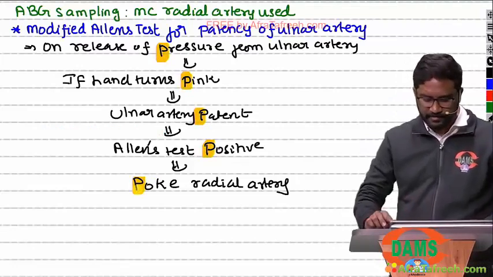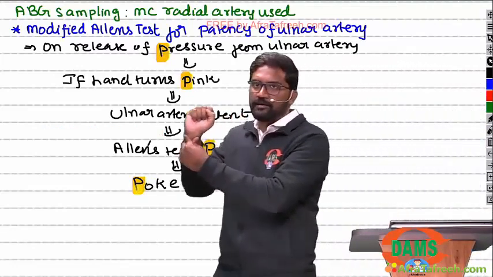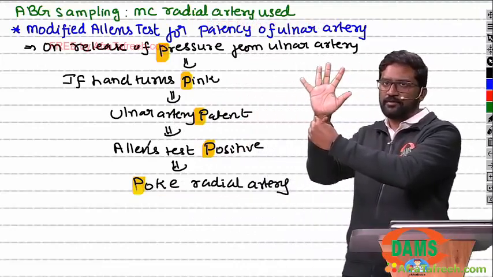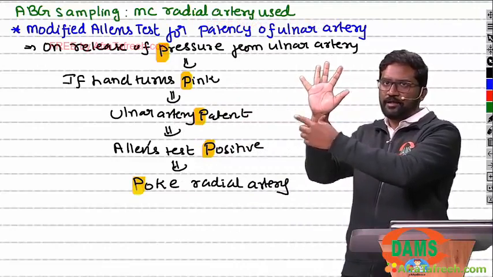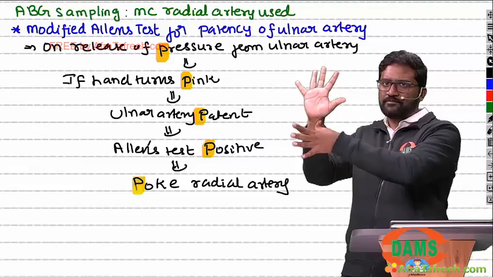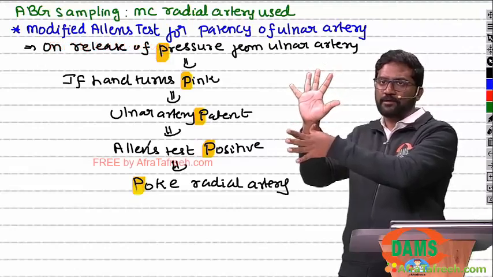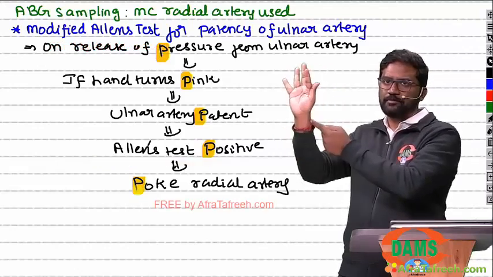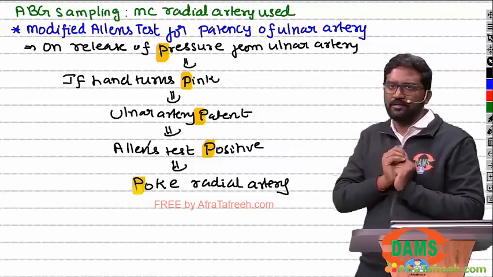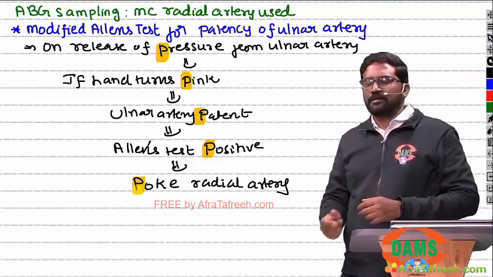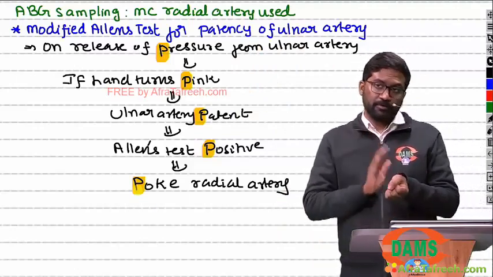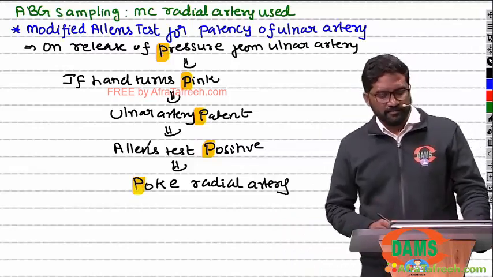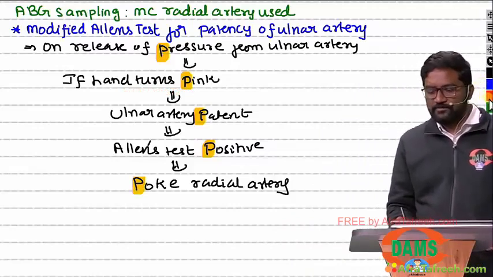Once again, see here, on release of pressure, see, you are opening your hand, now it is pale. On release of pressure from the ulnar artery, if your hand turns pink, it means the ulnar artery is patent. Ulnar artery patent means Allen's test positive. Allen's test positive means you can poke this corresponding radial artery. So everything starts with the letter P. If Allen's test is negative, you should go to the other radial artery, or you should go to the femoral route. Before taking the blood into the syringe, something should be added into the syringe.